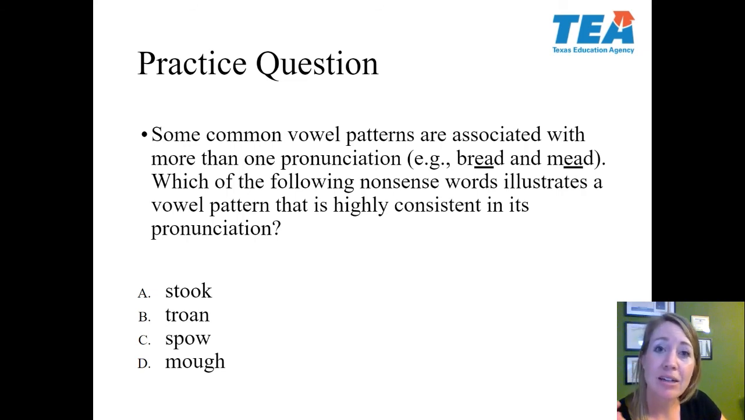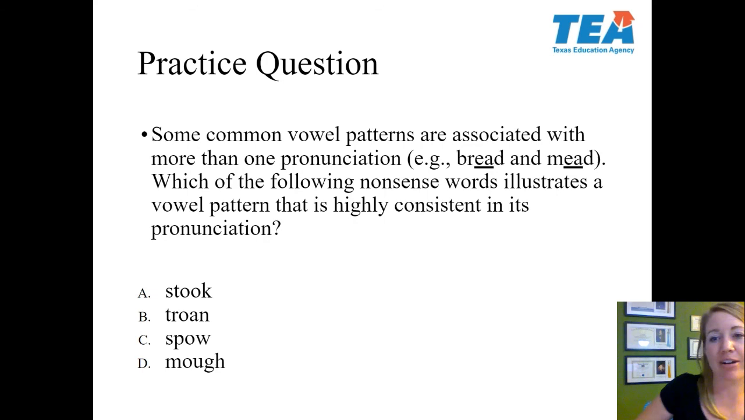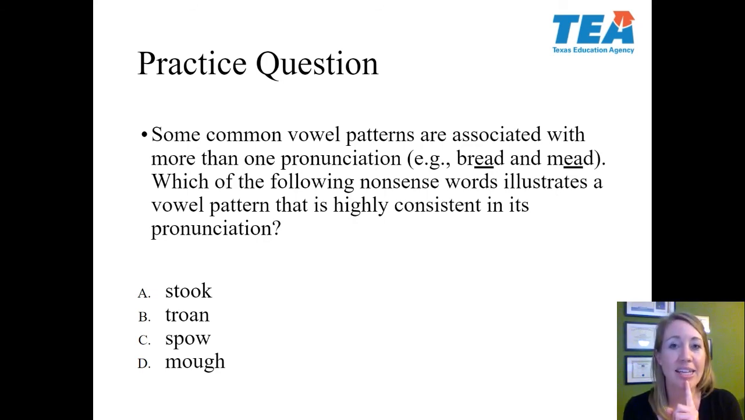Bread, mead. The first thing you need to do with a question like this is think about IPA, phonetics, phonemes. You should break these words down into phonemes, okay? Or at least in your head, be thinking about the vowel pattern. Bread, EA sounds like eh, but in the second word, EA sounds like E. Okay, so here's the thing. We've got this EA spelling, and it's associated with more than one pronunciation. In some words, it gets eh, and in some words, it gets E. That's what they're talking about here.